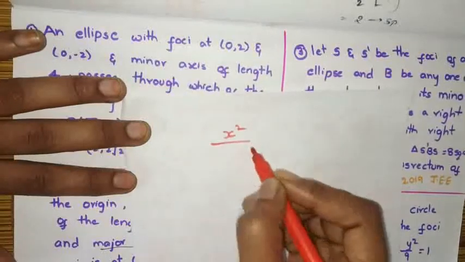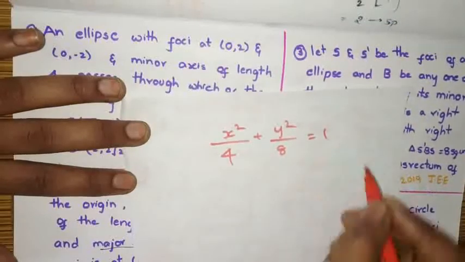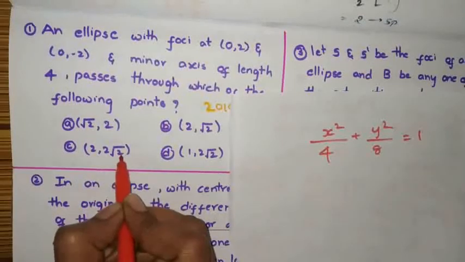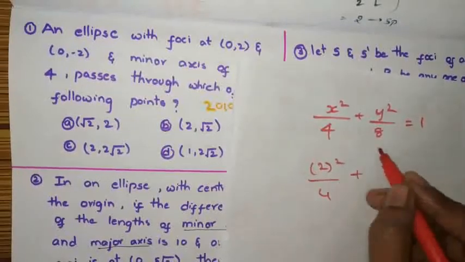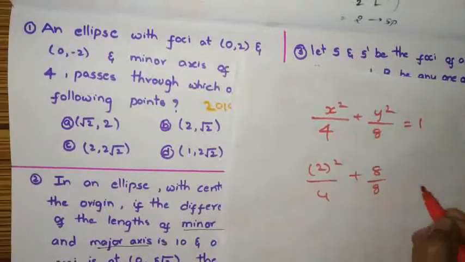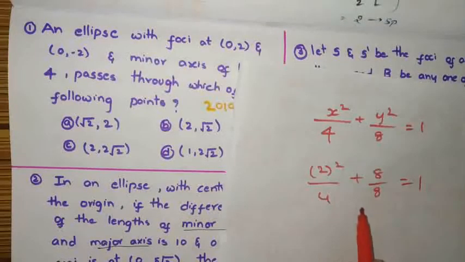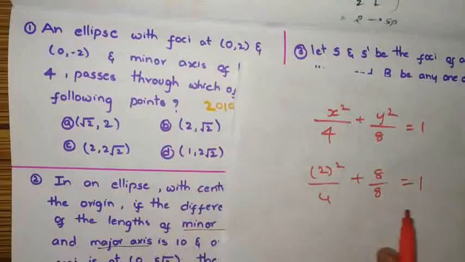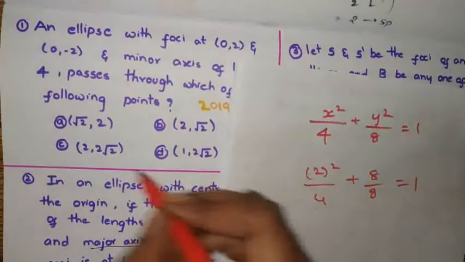A value 2 and B square value is 8. Just substitute. X square upon A square 4 plus Y square upon B square value 8 is equal to 1. Now which point satisfies this? See this point 2, 2 root 2 will satisfy. 2 square by 4 plus 2 root 2 whole square by 8 is equal to 1 or what? Just tell me. 2, root 2 will satisfy this. 4 by 4 plus 1 by 2. See, this point will not satisfy.